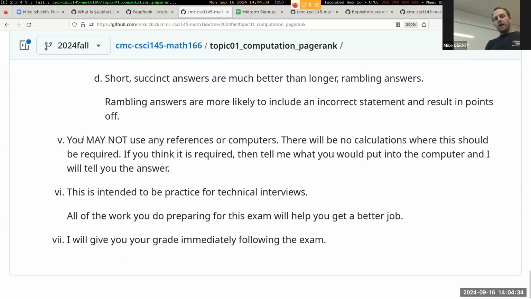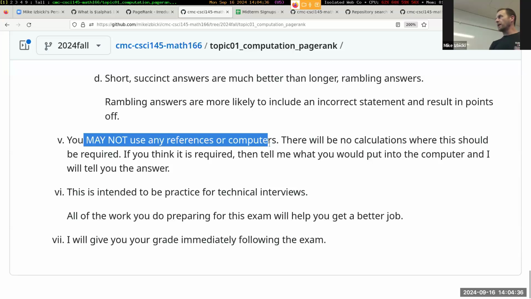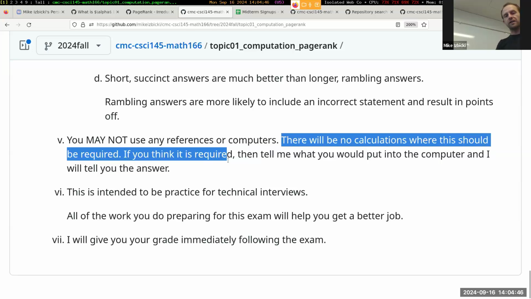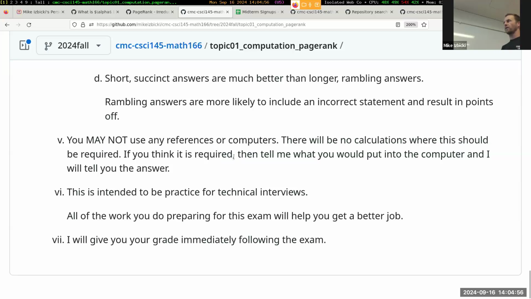A few last things here. You may not use any references or computers. So again, mimicking the environment of a technical interview, the knowledge that you have in your head is what you're allowed to bring in with you. There's not going to be any situation where you have to do a crazy calculation. If you think you have to do a limit or something to calculate big O notation, you can just tell me what the limit is that you wish you knew the answer to, and I will tell you the answer to it. That's the sort of thing, again, on a technical interview that's very appropriate to ask the interviewer or state, like, I don't know exactly what this thing should evaluate to, but based on whatever it evaluates to, I would judge the answer to be this way.